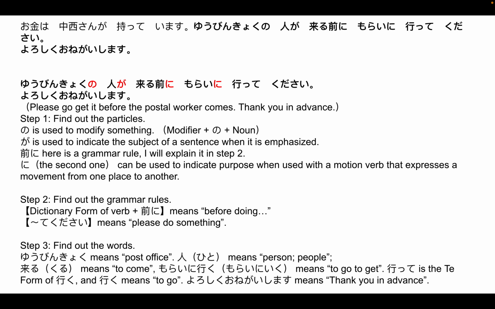Let's see step 3. Yubinkyoku means post office. Hito means person, people. Kuru means to come. Morai ni iku means to go get it. Itte is the te form of iku, and iku means to go. Yoroshiku onegaishimasu means thank you in advance.